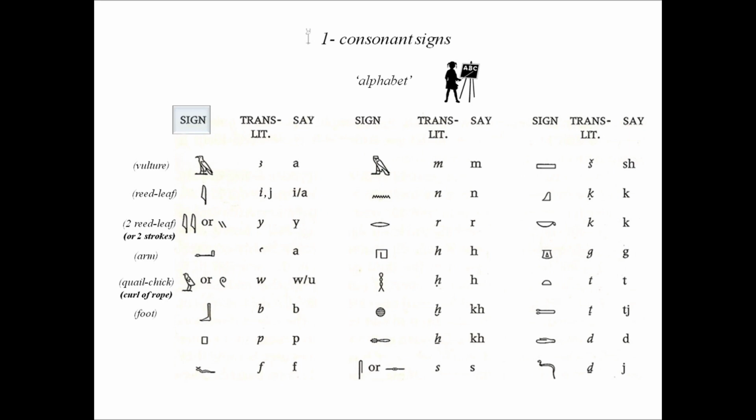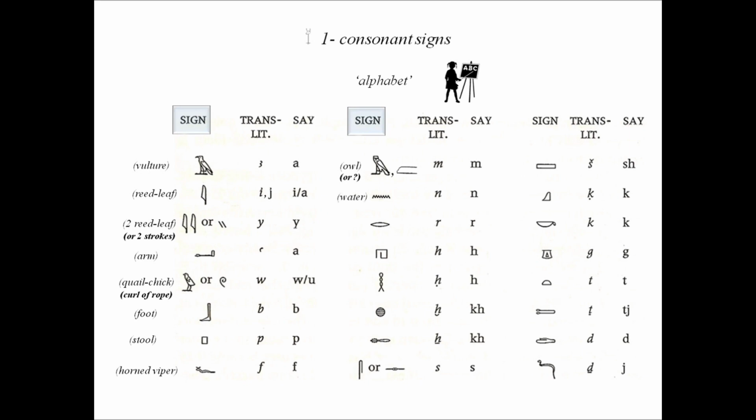A foot, pronounced as a B. A stool, pronounced as a P. A horned viper, pronounced as the letter F. The second column, the owl, pronounced as an M, which also has another M in the alphabet, but it is uncertain what this particular character represents.